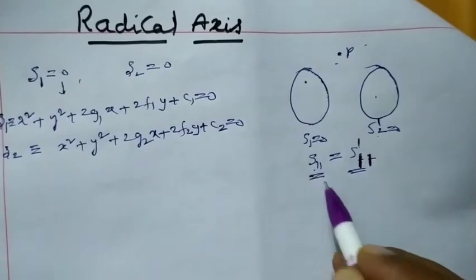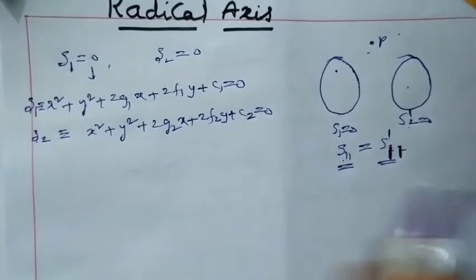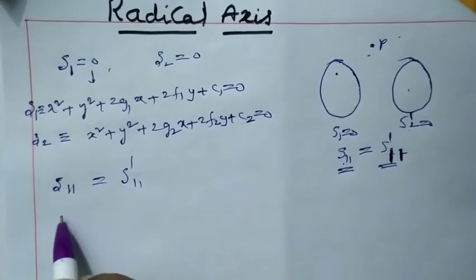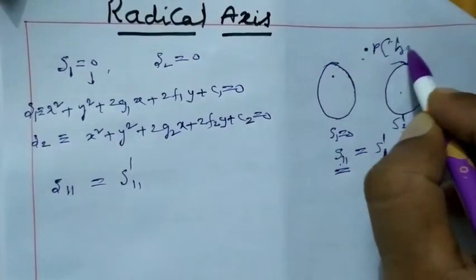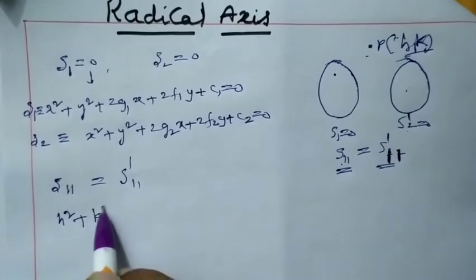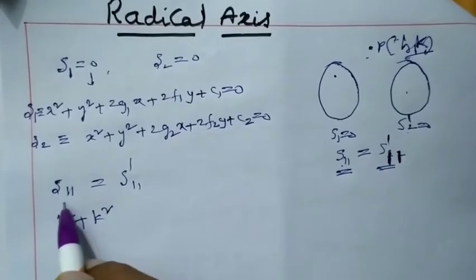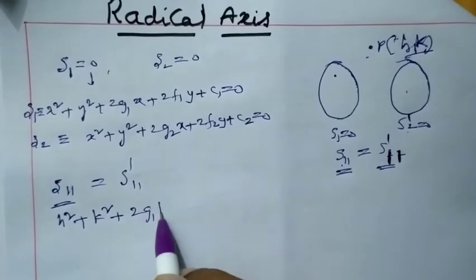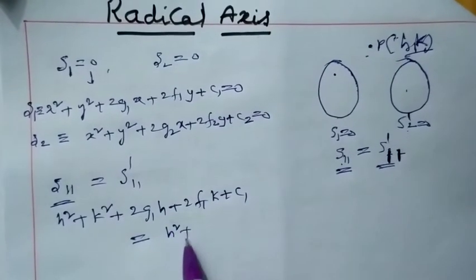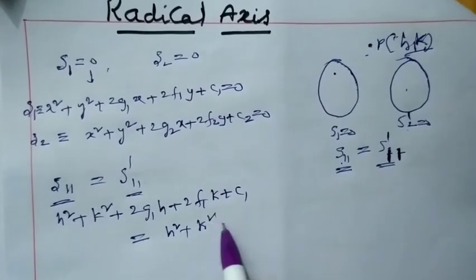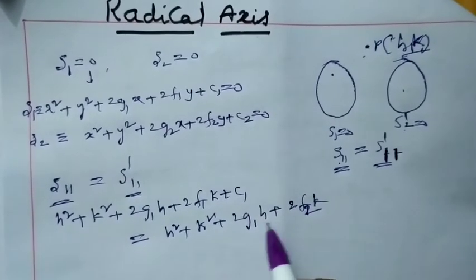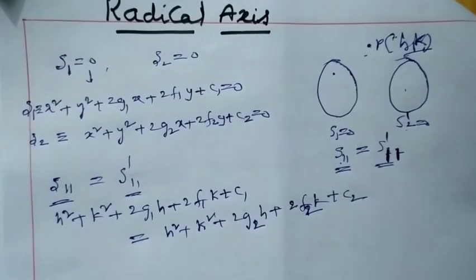So what is S11? S11 is equal to S-11, which implies, by substituting, suppose this point is P(h,k), a point in the locus. Then we write h square plus k square; instead of x comma y you replace by h and k to get S11. h square plus k square plus 2g1h plus 2f1k plus c1 is equal to, for S-11, h square plus k square plus 2g2h plus 2f2k plus c2. This is the condition.